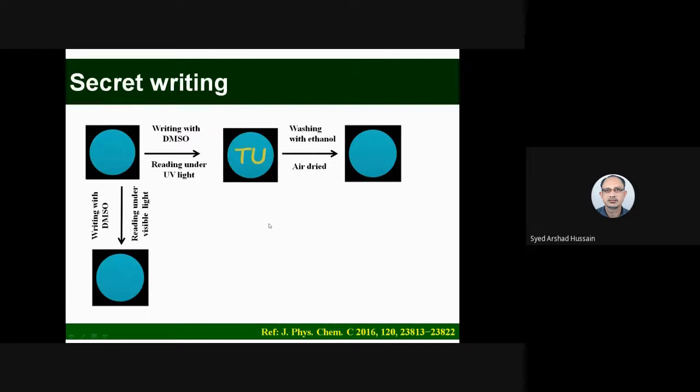Okay, so we propose this may be used for secret writing. You see the film as prepared. Then what we did, using an earbud, we dipped it in DMSO and wrote something, say TU here. Then we observe with normal light, you see in the image below, nothing is seen. But when we light this written film using UV, you can see the writing. Okay, and again you wash it, you can go back to the original color. So this can be used as secret writing.